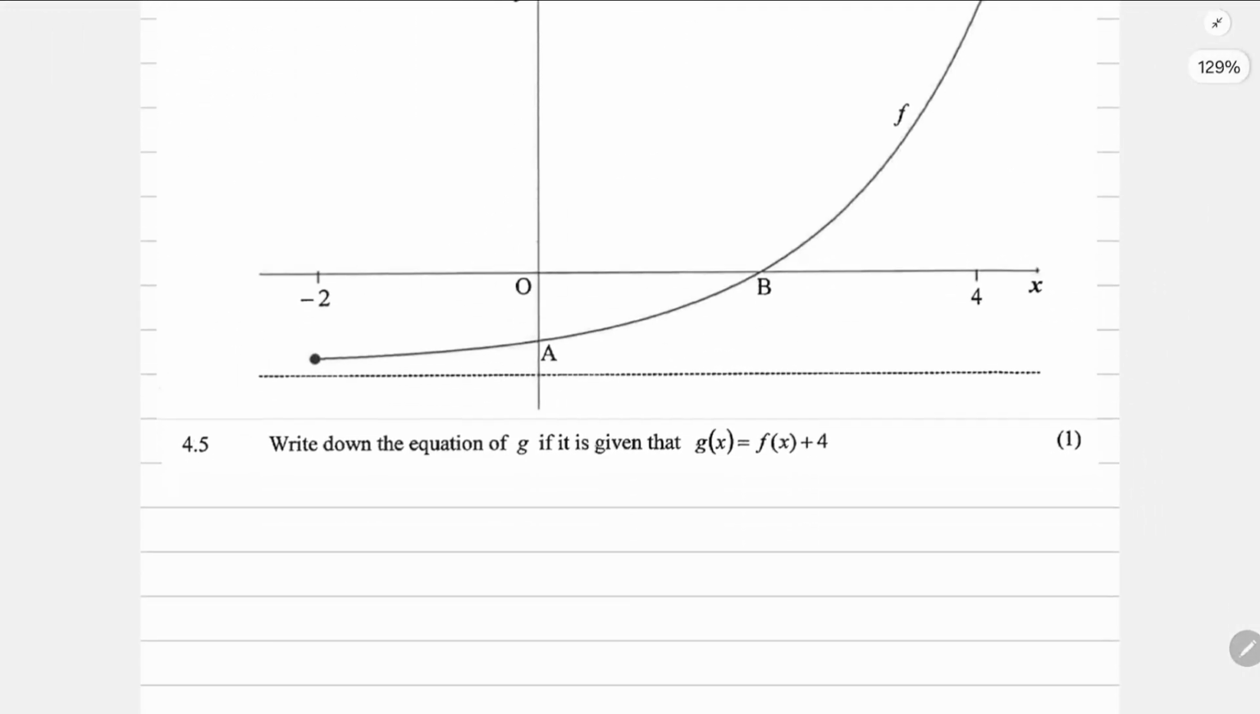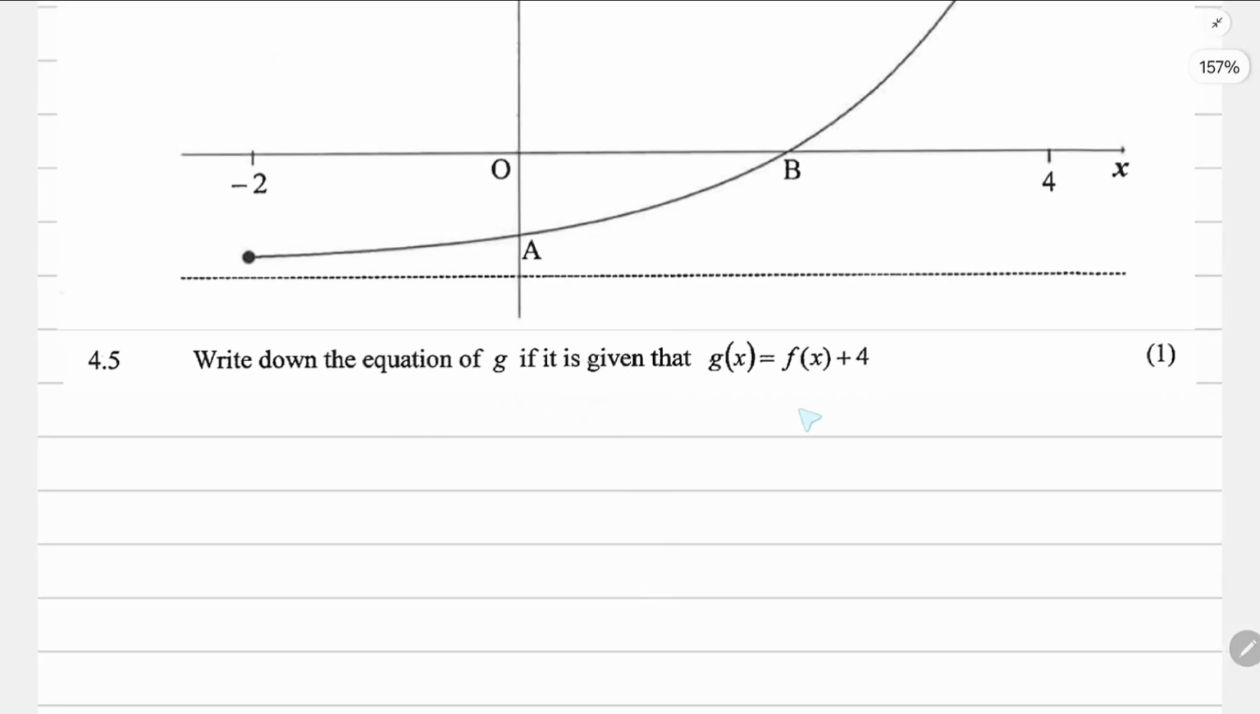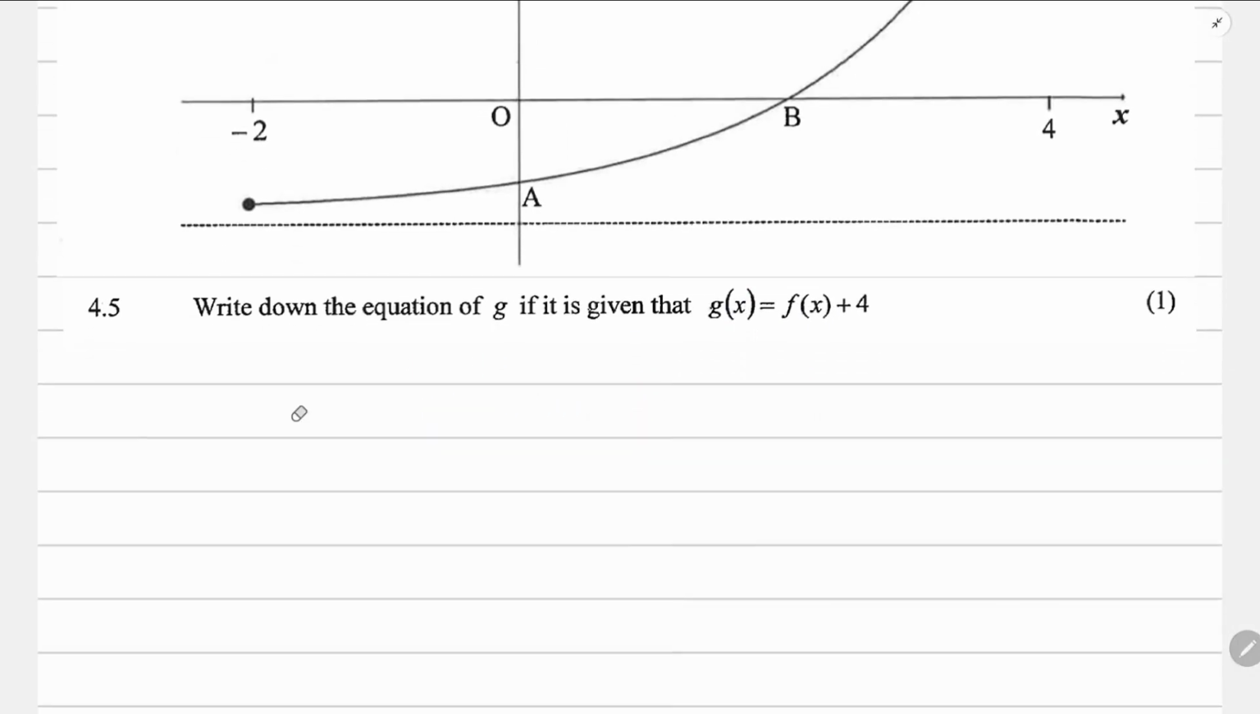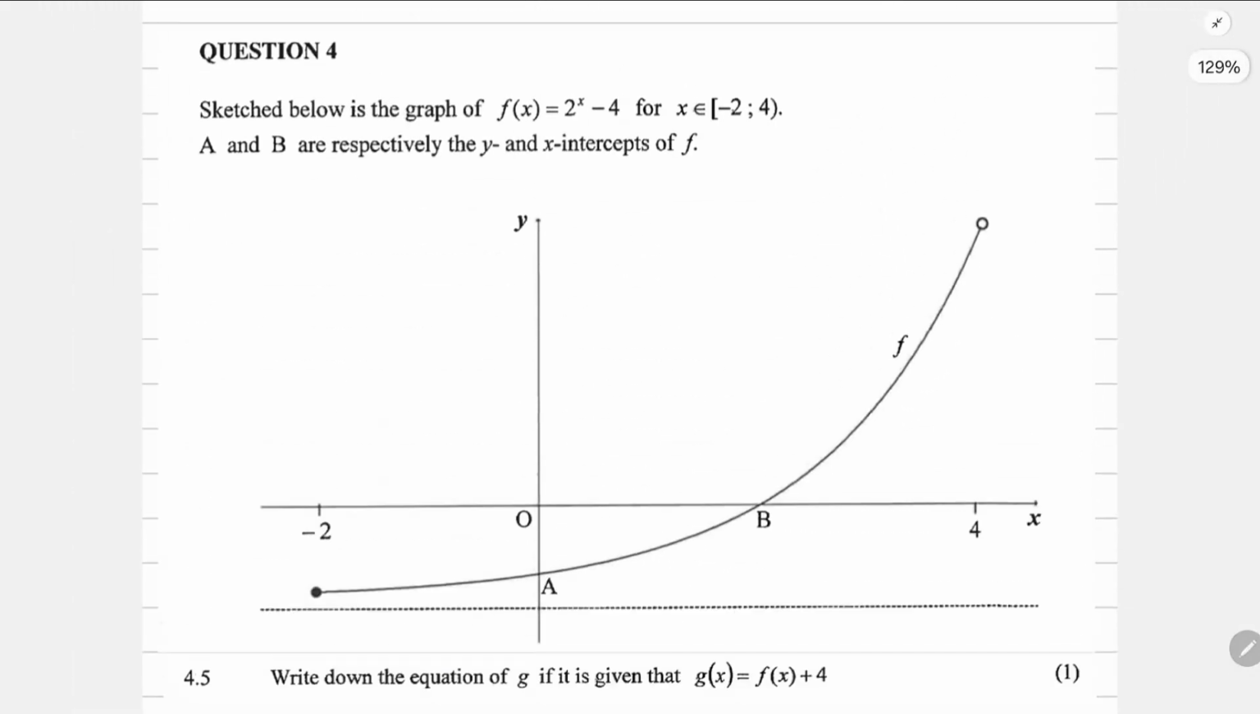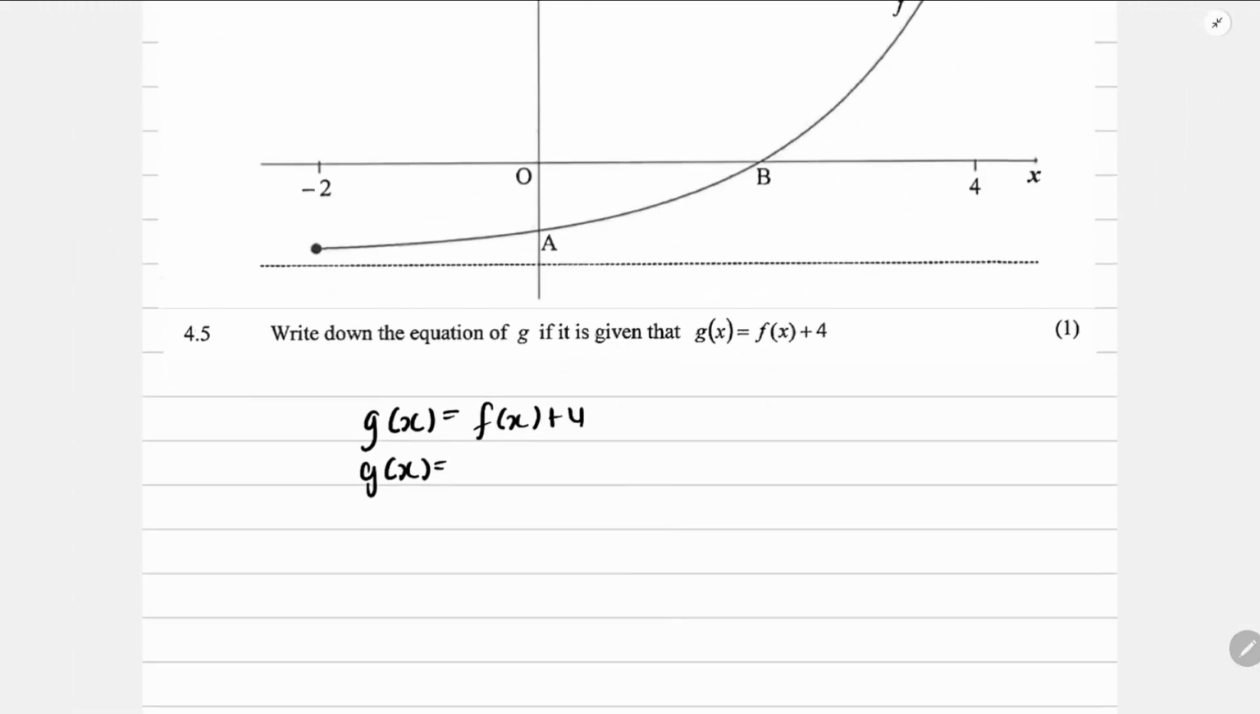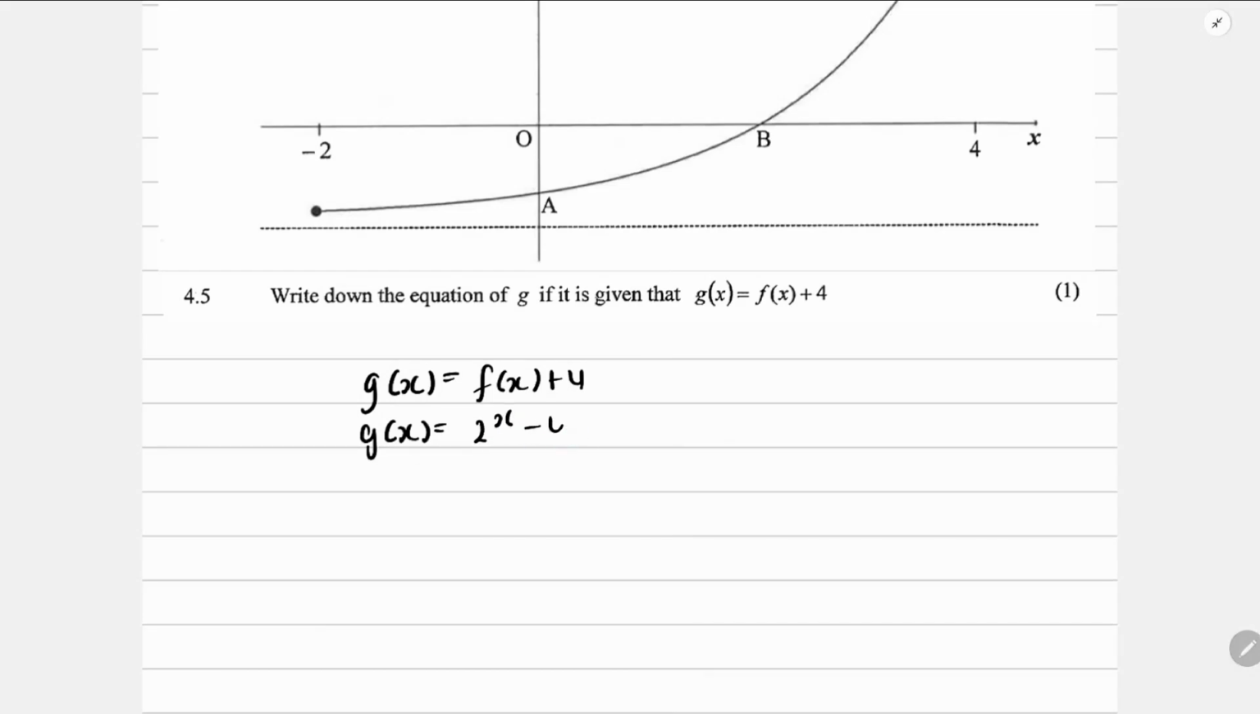With that, the question here is: write down the equation of g if it's given that g of x is equal to f of x plus 4. If we know that g of x is found by saying f of x plus 4, then to find g of x, all we're going to do is take the function f of x, which we know is 2 to the power of x minus 4, and then we just say plus 4. And so g of x is equal to 2 to the power of x.